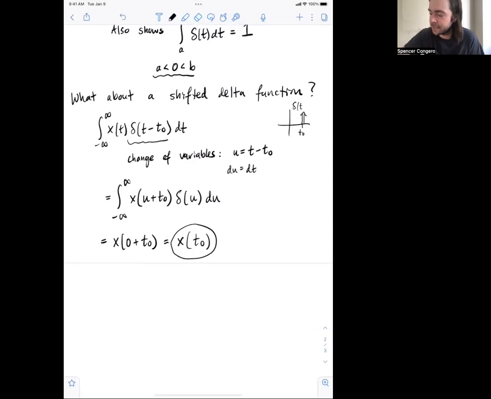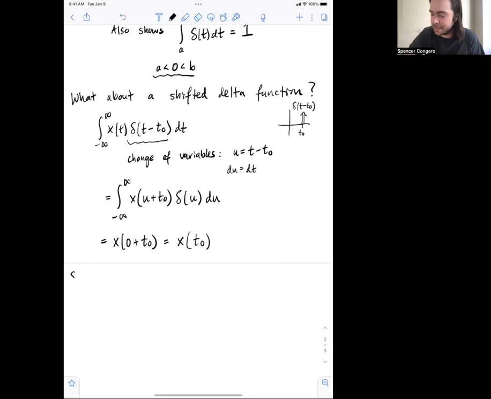This is delta of t minus t naught. So all that's happening when we multiply by x of t and integrate is we're going to pick out the value of x at the location of the delta function. Okay, you can always find the location of the delta function by just looking at where this argument equals 0, because that's what delta of t is. It's just a delta function right at 0. So when I shift, I just have to think, when does this argument equal 0? That's where it's going to be located. In this case, it's when t equals t naught.